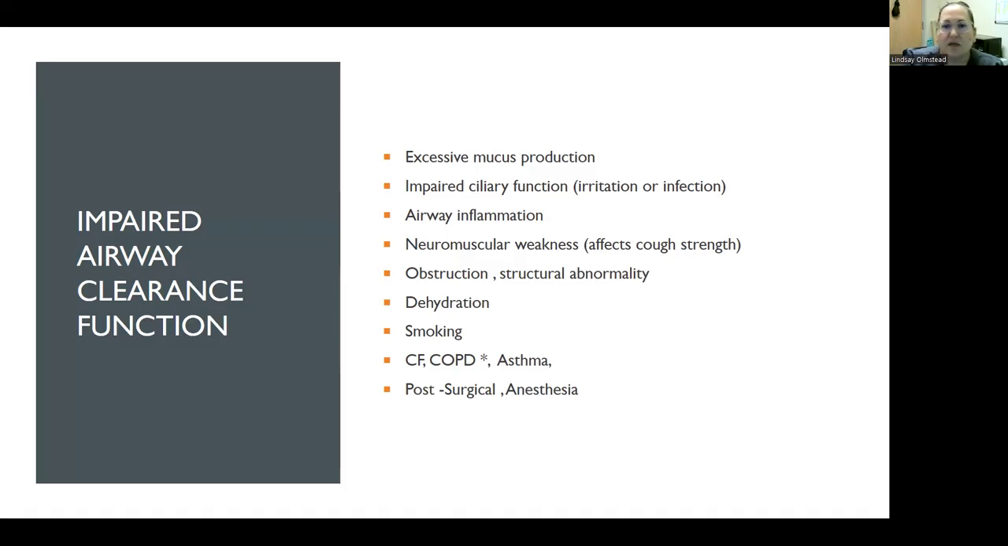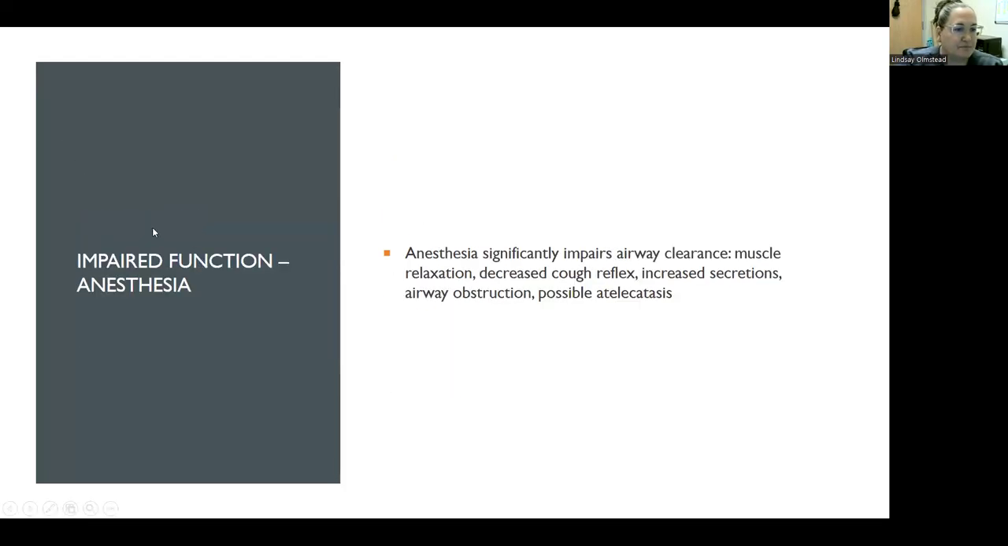So go to the next slide for those. So, impaired function with anesthesia. This is really concerning in patients with already pre-existing respiratory issues.